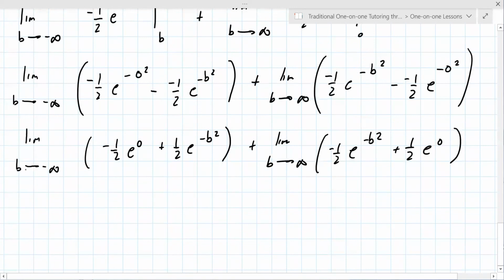Okay, if b goes to minus infinity, you're squaring it. So it's e to the negative of infinity. Now you're not supposed to write this, but this is what is happening.